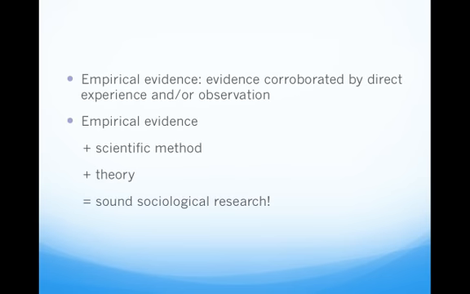So when we're trying to go about researching the world as sociologists, what we rely on is empirical evidence. And this is evidence that is corroborated by direct experience and/or direct observation. This is opposed to, say, logical evidence, where we try to deduce what would make the most sense in our universe. That doesn't necessarily give us a sound scientific basis for sociological research. What we rely on is actual evidence that we can look to in order to explain the world and perhaps prove or disprove our hypotheses.